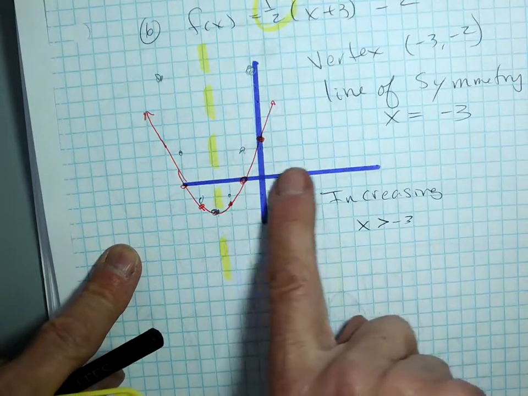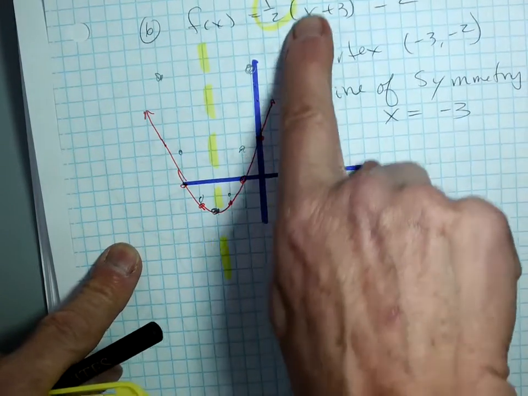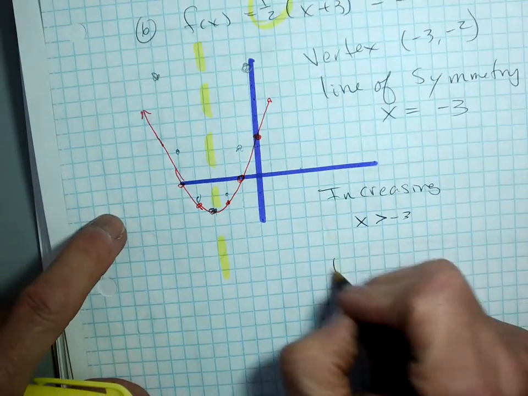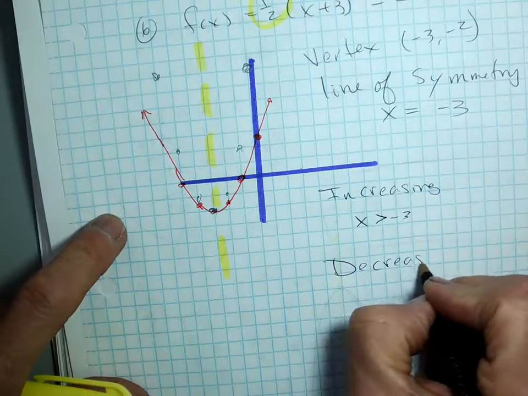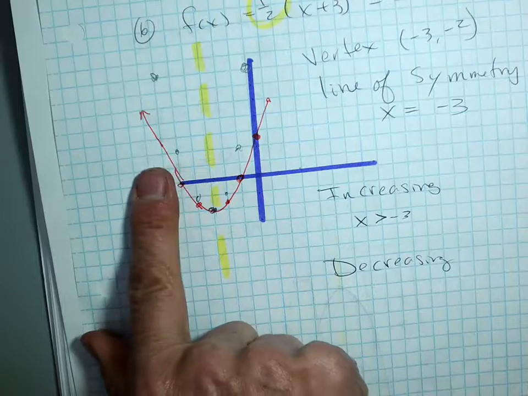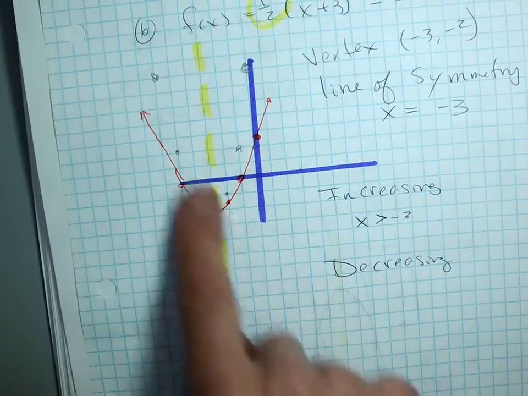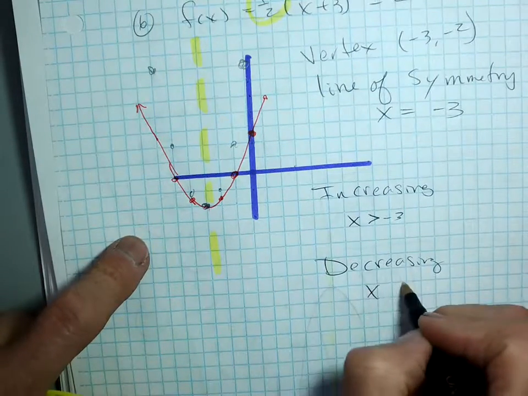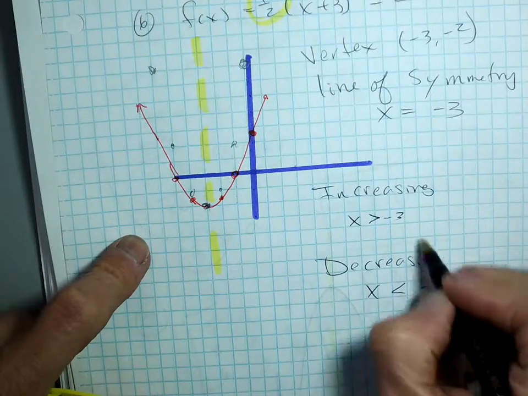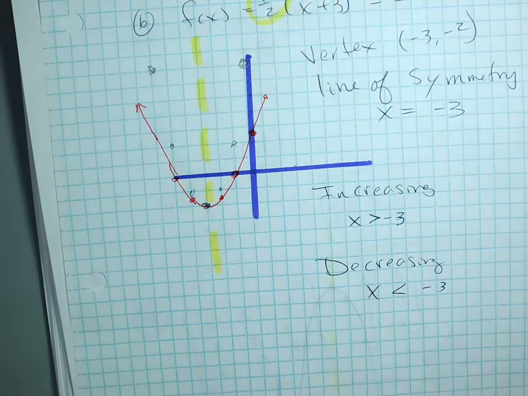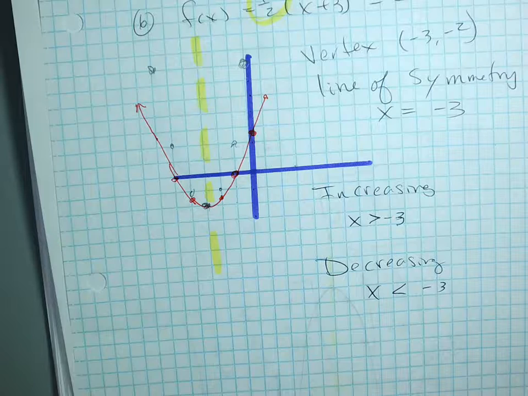As the x values get bigger, the y values get taller, correct? It's increasing. Decreasing is just the opposite, right? As the x values get more negative, the graph goes downhill. The graph is going downhill here, so decreasing, and that's when x is less than -3. Now you don't say equal on either one of them because right at the vertex it's neither increasing nor decreasing. You're at the bottom of the hill, right? If you're chilling at the bottom of the hill, you're not going up, you're not going down.